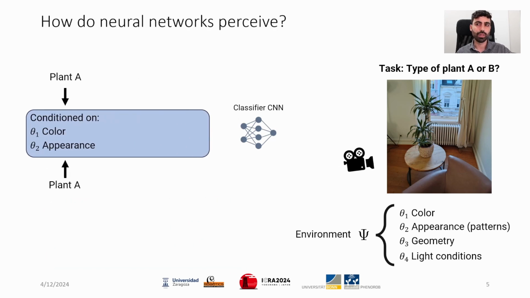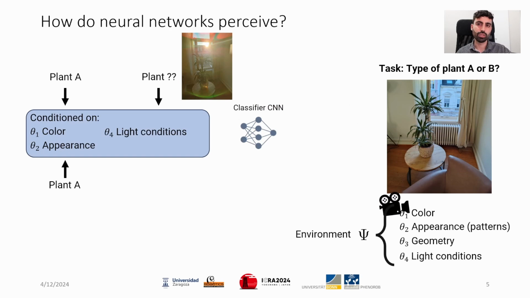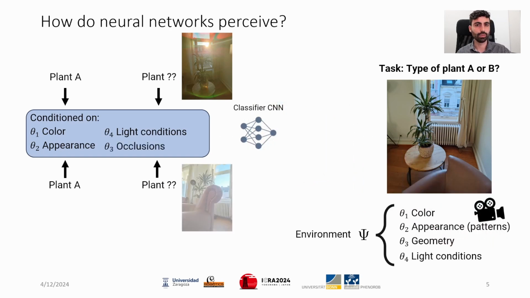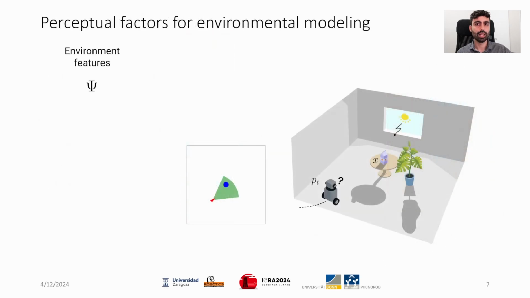In addition to the problem before, there are other factors such as light conditions, partial occlusions, that also affect the prediction of the neural network. Let's move on to this scenario where a robot is trying to recognize the object on top of the table and is reasoning about where to move next to get a better observation. What we propose is to account for this additional information that we term perceptual factors. However, as you can imagine, these are impossible to model.